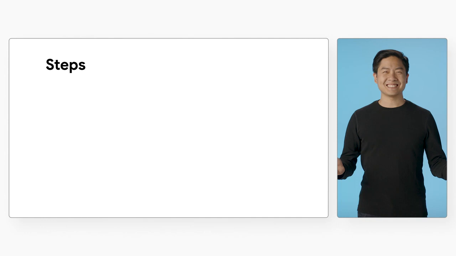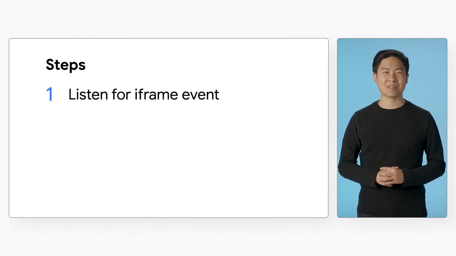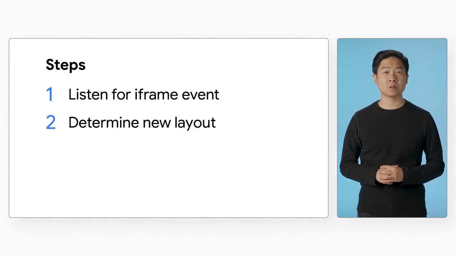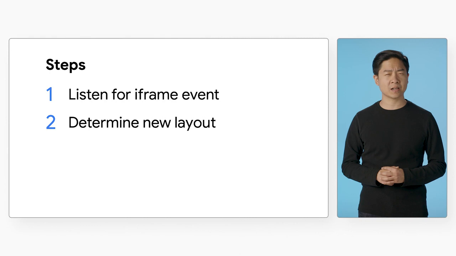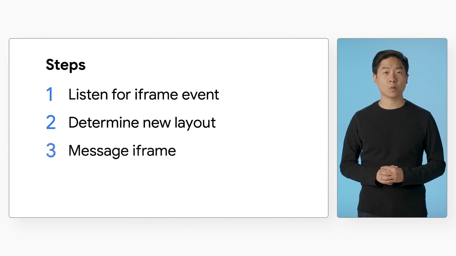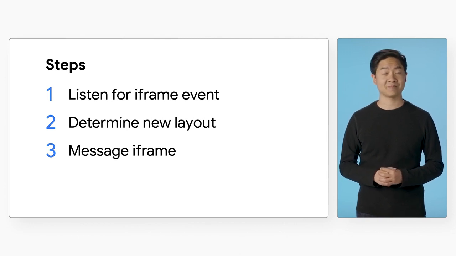And there you have it. We listened to the dashboard loaded event emitted by the iframe so we could understand the dashboard's layout. Then, we determined the new dashboard layout, or rather, which tile to hide. Lastly, we set up a new button to message the iframe to update itself with the new layout. Now, your user can dynamically change the layout of the embedded dashboard from within your host application's UI.